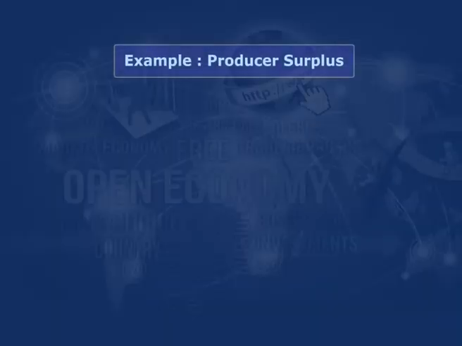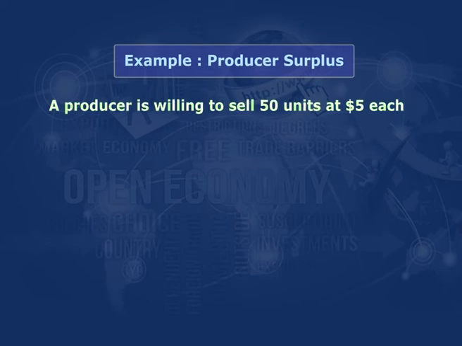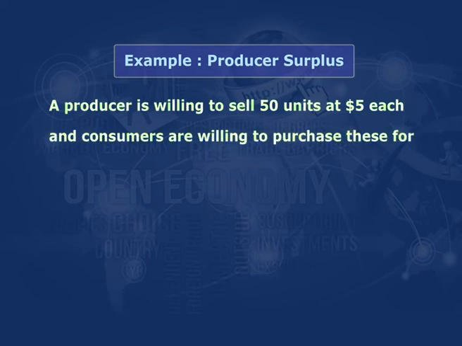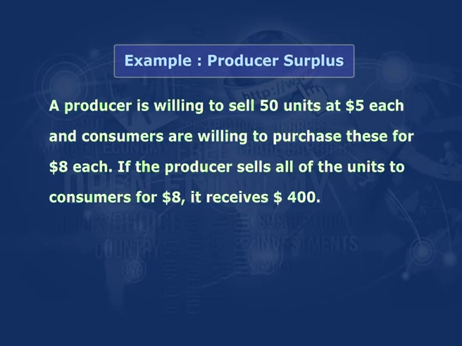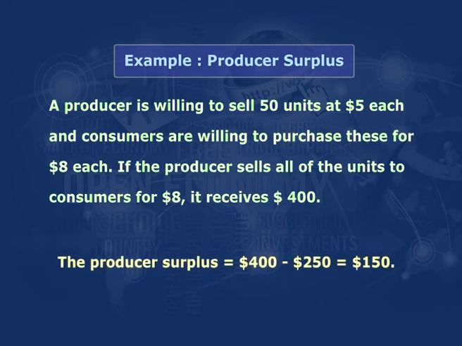Let us take an example. A producer is willing to sell 50 units at $5 each and consumers are willing to purchase these for $8 each. If the producer sells all the units to consumers for $8, it receives $400. Producer surplus is the difference between the amount the producer received and the minimal amount it was willing to accept, in this case $250. Therefore, the producer surplus is equal to $400 minus $250, that is $150.